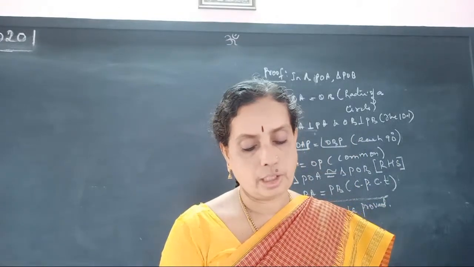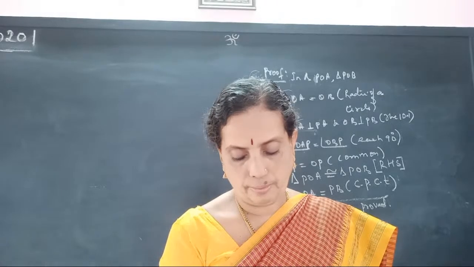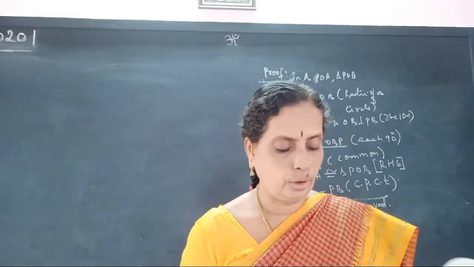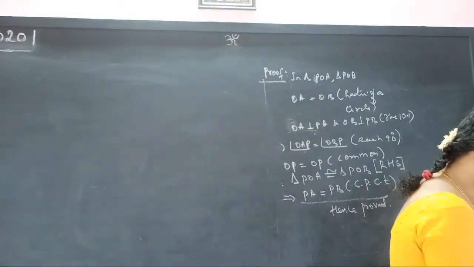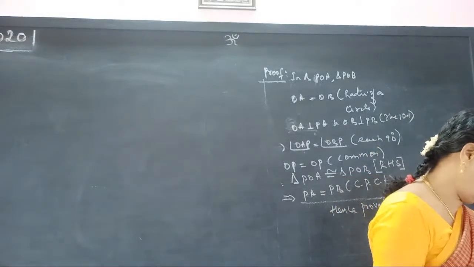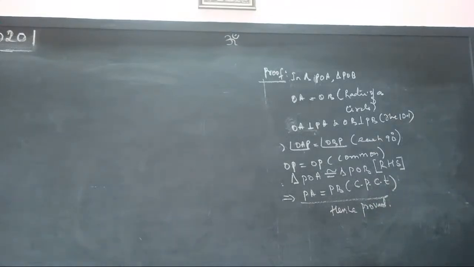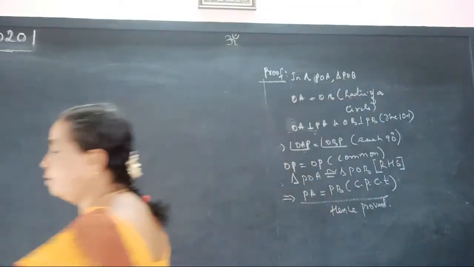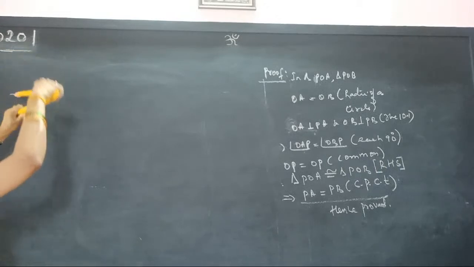Example 1, a textbook question, that is also a most repeated question. Prove that in two concentric circles, the chord of the larger circle which touches the smaller circle is bisected at the point of contact. Example 1. Take two concentric circles of different radius.